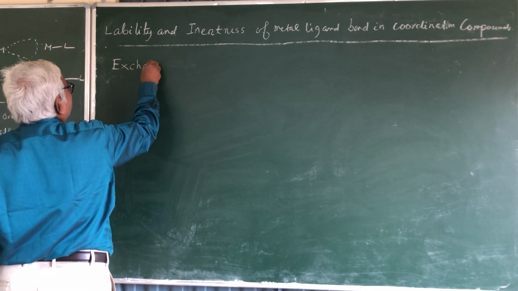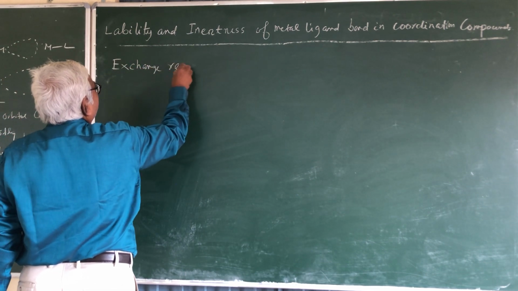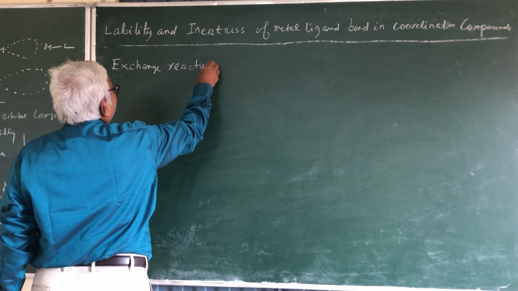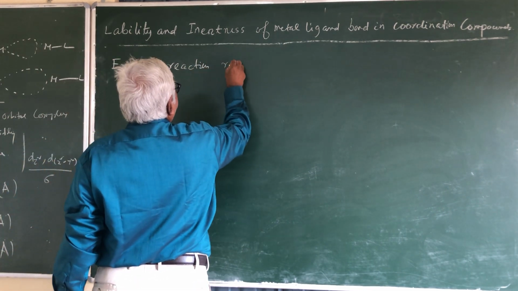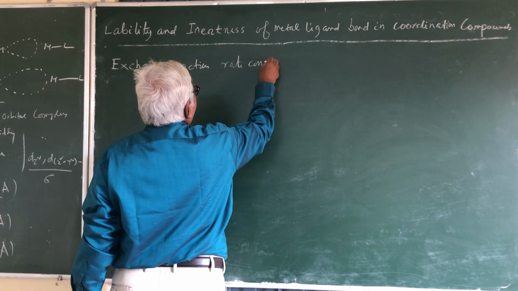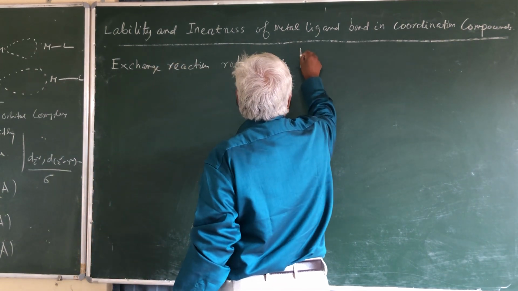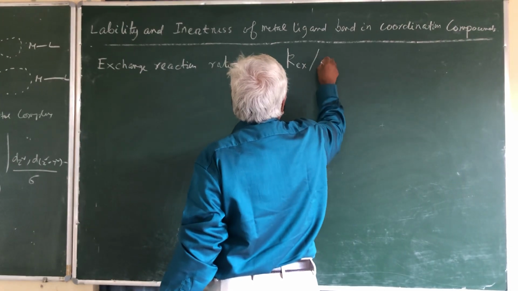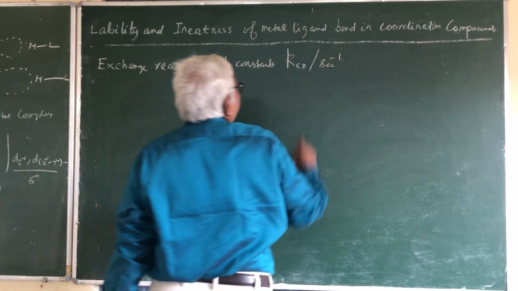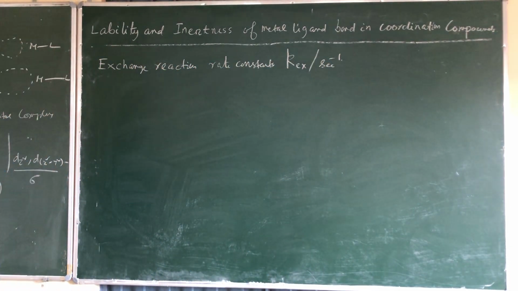Exchange reaction rate constant, that is called K exchange, a first order rate constant. The unit is second inverse. The exchange reaction rate constant is second inverse.